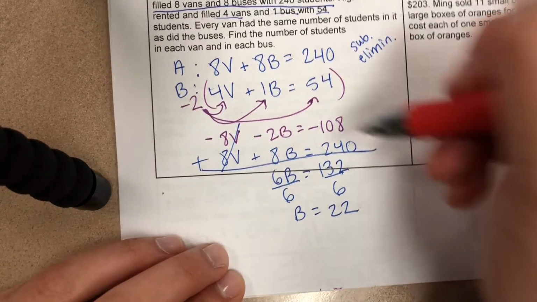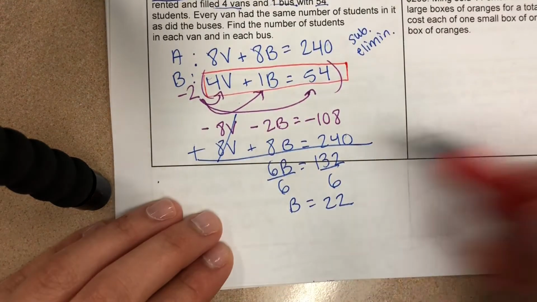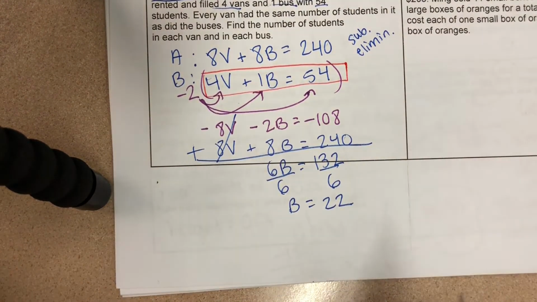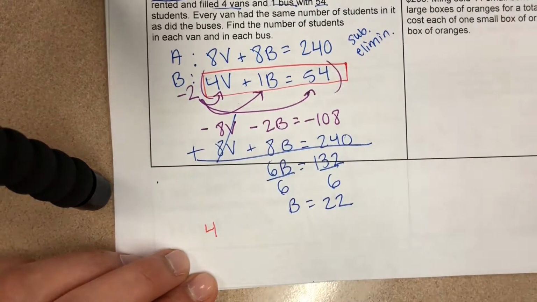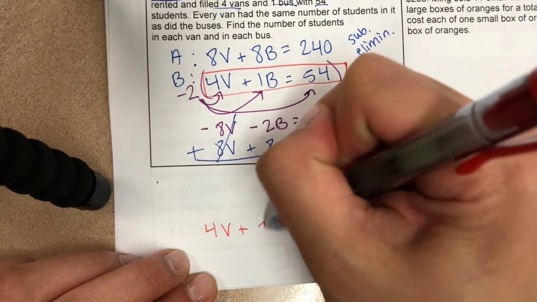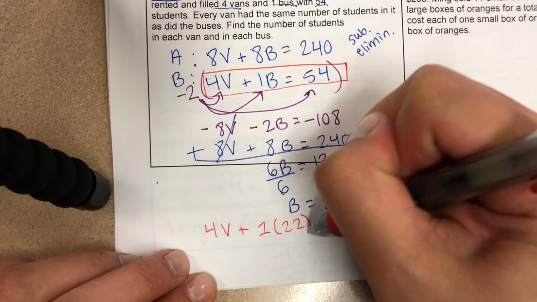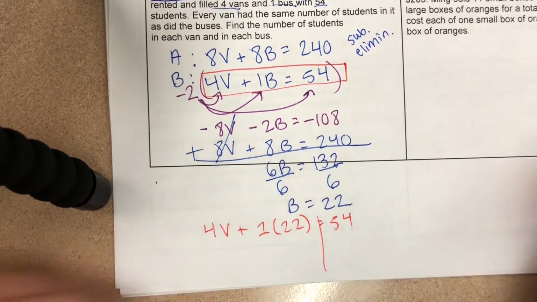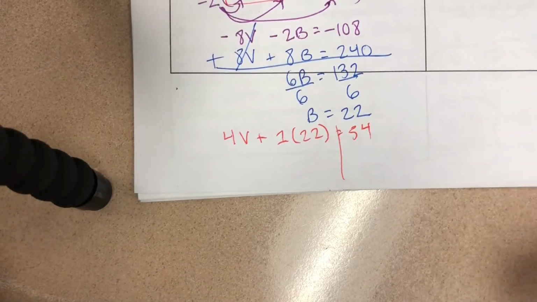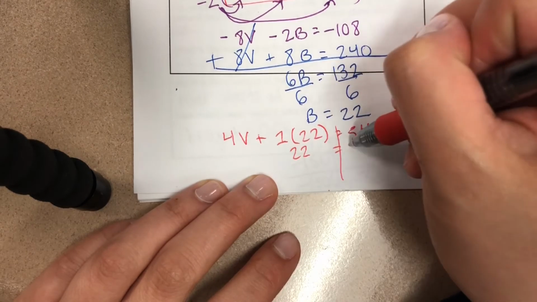I can pick the easier one. I think this one's actually the easier one. So I'm going to plug in, instead of B, I'm going to plug in 22. So I'll do 4V plus 1 parentheses 22 equals 54. And now I just need to solve. Let's do that real quick. So this is 22 equals 54.